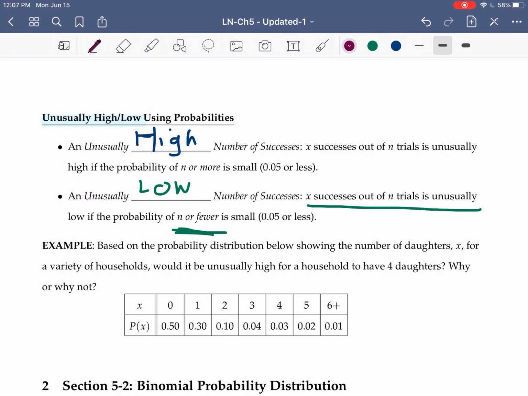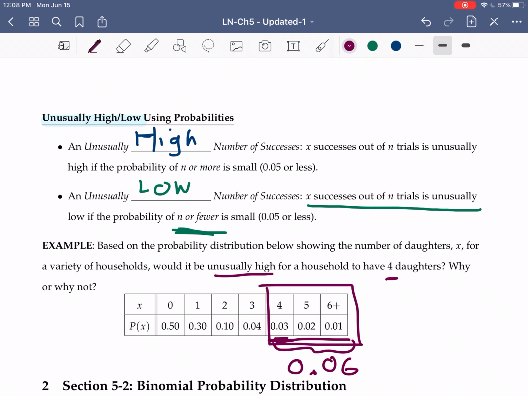So here, let's look at our example. Based on the probability distribution below, showing the number of daughters x for a variety of households, would it be unusually high for a household to have 4 daughters? So we want to look at 4 daughters. That probability is 0.03. But we don't just look at that one value, we look at 4 or more. So we're going to add all of these probabilities up. And when we add those probabilities up, we get 0.06. 0.06 is more than 0.05, so it's not unusually high.